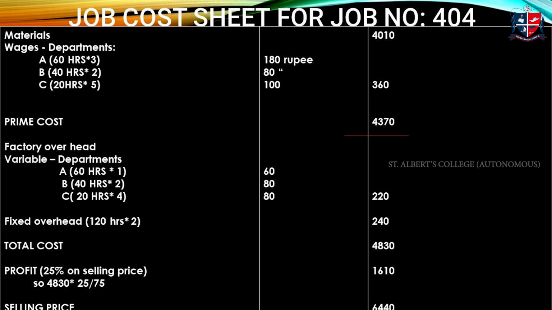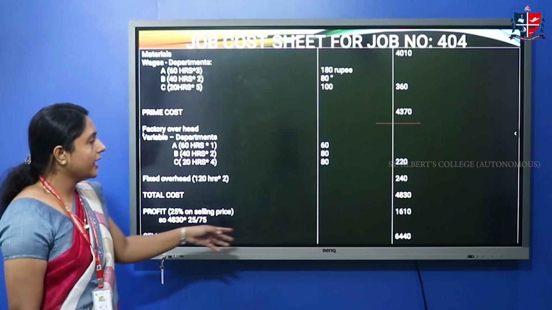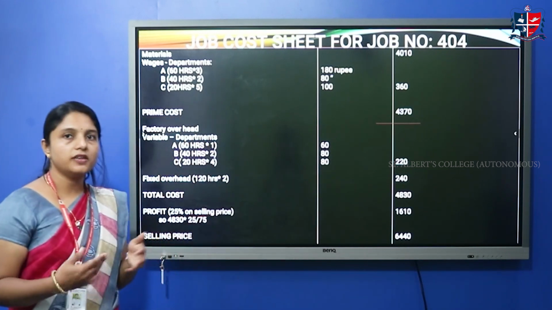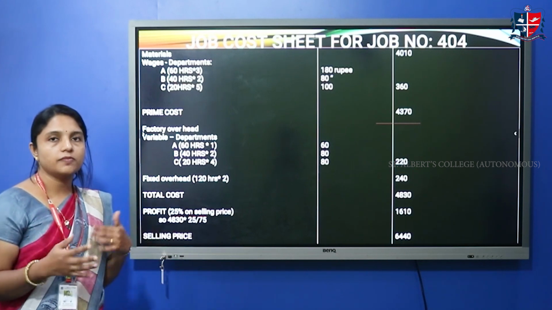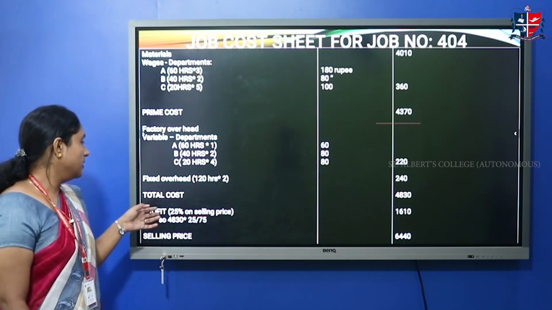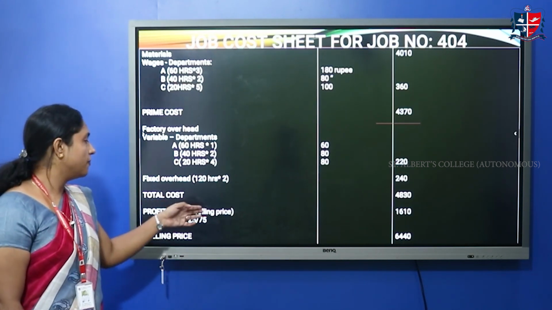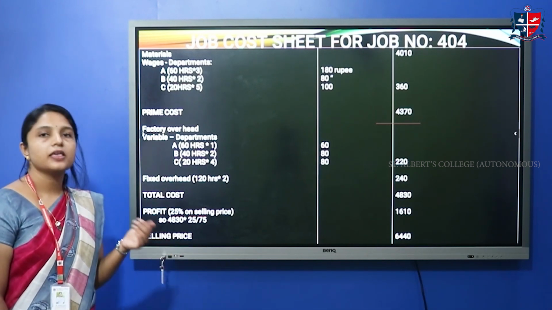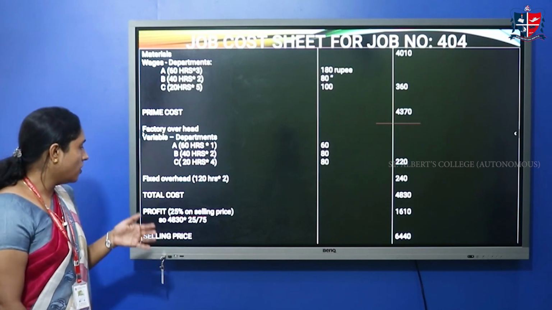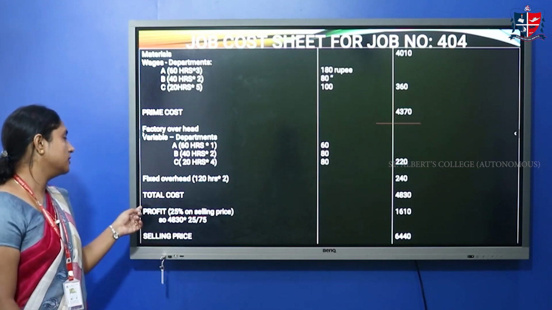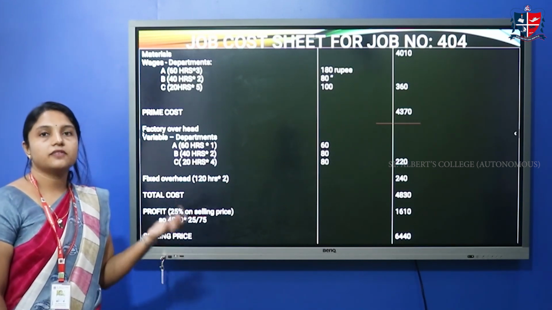Next, we have to calculate the profit. So, profit is 25% on selling price, that is already given in the question. So, we don't know the selling price. We only have the total cost. So, on the basis of the total cost, we have to calculate the profit. Suppose we assume that the selling price is rupees 100. Then the profit is 25% on selling price, that is 25. Then when we deduct this, we will get the cost, that is 75. So on the basis of that, we will calculate the profit on the basis of the cost.